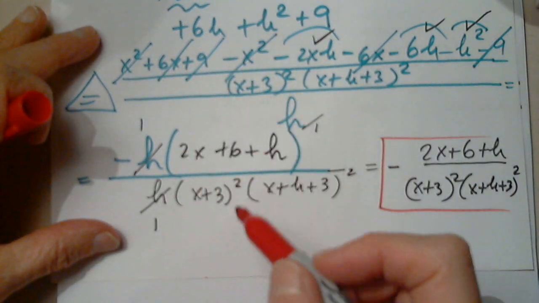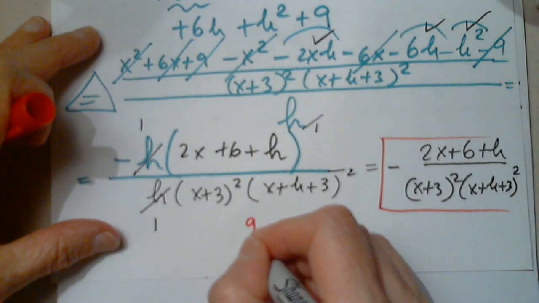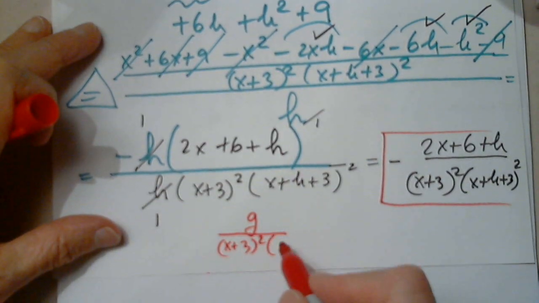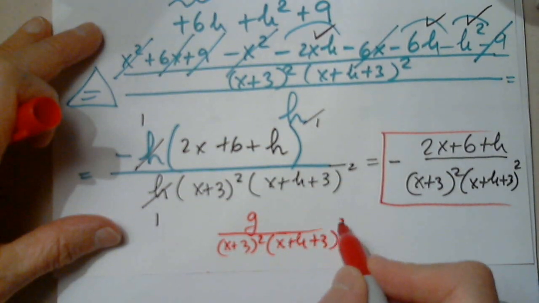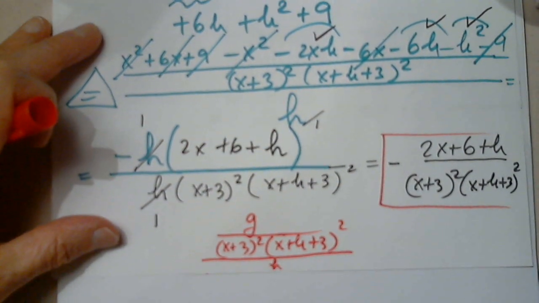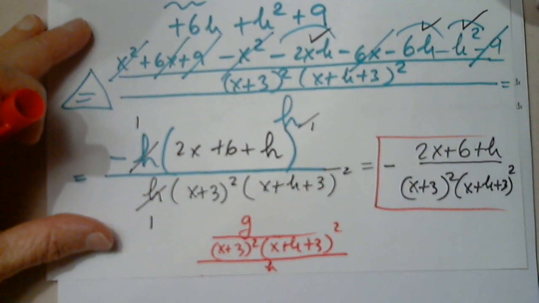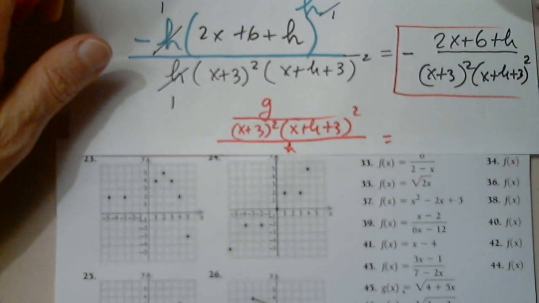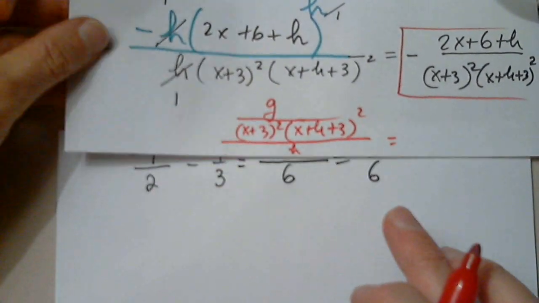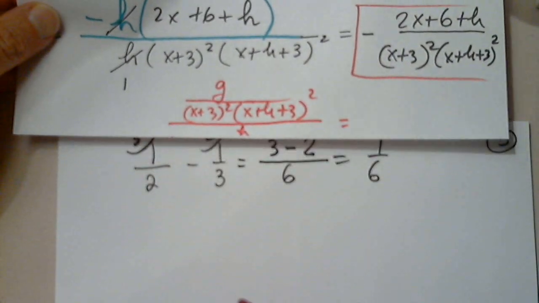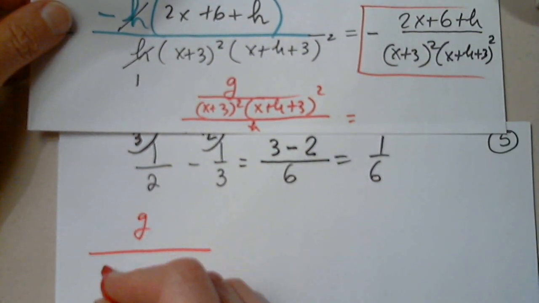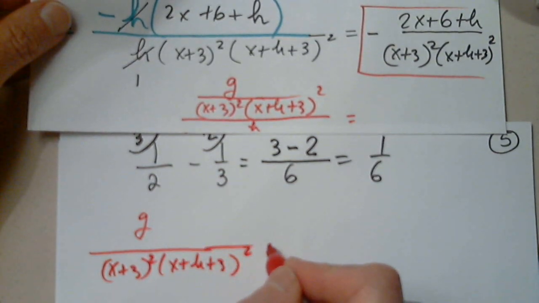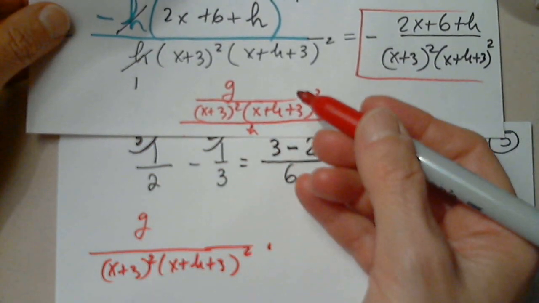I'm going to call this, let's say, g. So it's g over x plus 3 squared and x plus h plus 3 squared, everything divided by h, correct? I didn't want to copy all this, so I called it g. Now, from here, we copy the fraction from the top, but then we have to flip the fraction from the denominator.